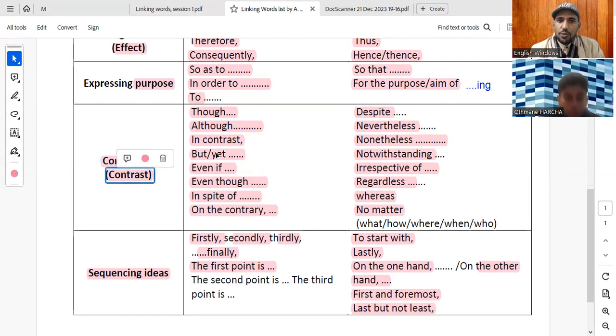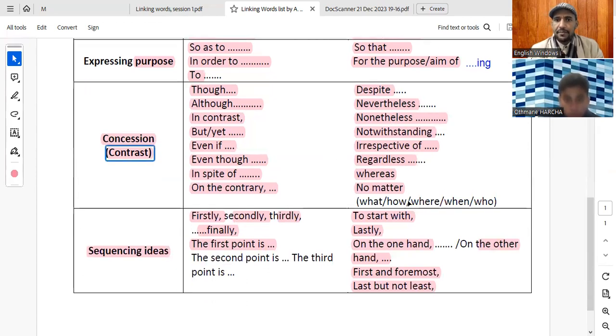And for the contrast, we can use expressions like in contrast, or just but, yet, on the contrary, or whereas. These are different expressions that we can use to express contrast. No matter is basically great for concession.